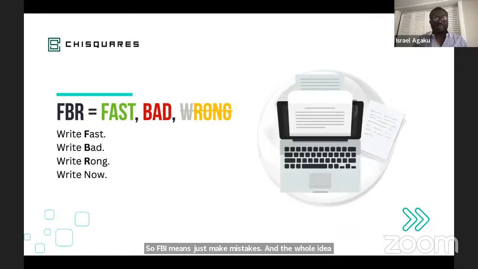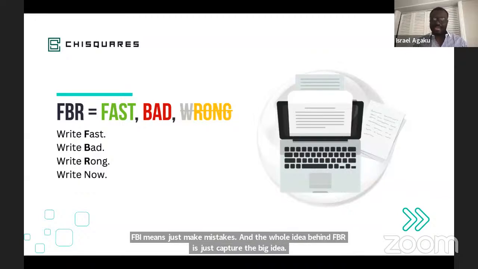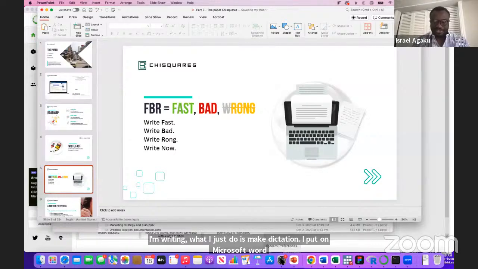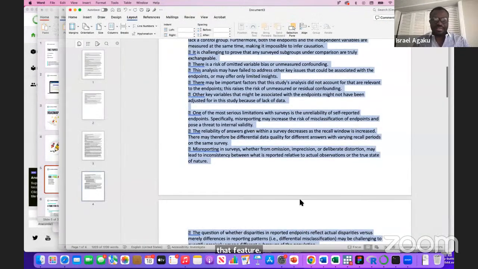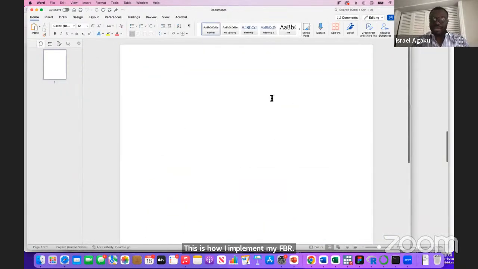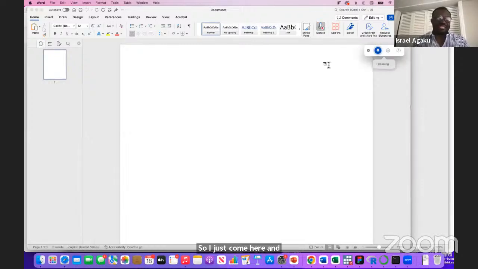When I'm writing, what I do is use dictation. Microsoft Word has this feature. Let me show you that feature. This is how I implement my FBR. I just come here and turn on dictation and just dictate my notes to the system, right?